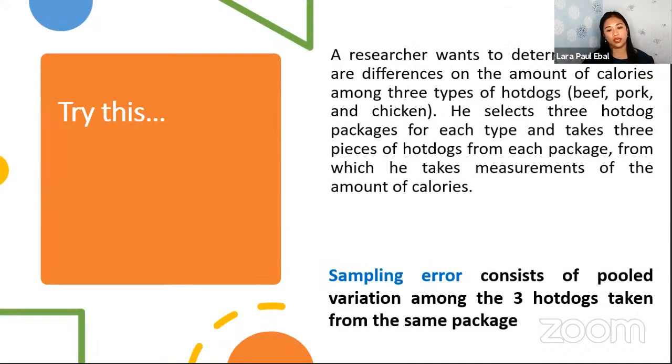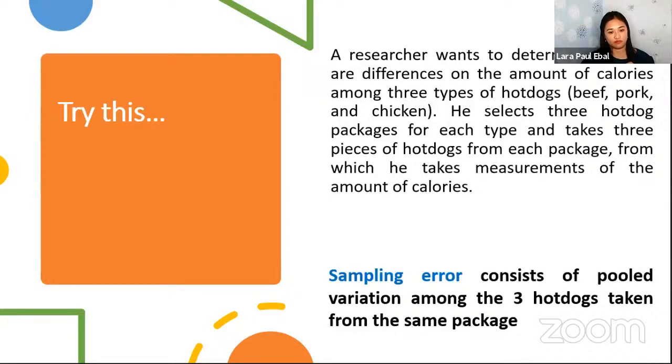Now we have an example here just to give you an idea. Recall we have this hot dog example. We have 3 types of hot dogs, and then we get 3 packages from each flavor, and then from each package we get how many? 3 hot dogs. So now the variation of these 3 hot dogs, the differences in terms of calories, are incorporated now in the sampling error. So sampling error consists of the pooled variation among the 3 hot dogs taken from the same package.